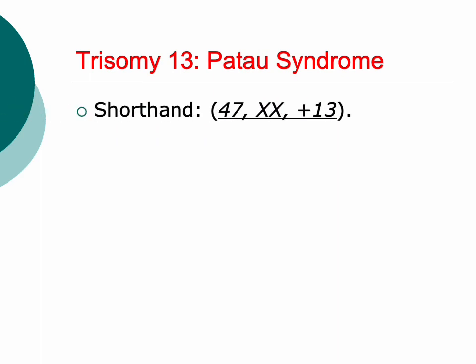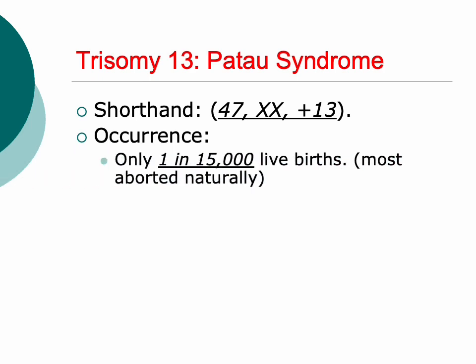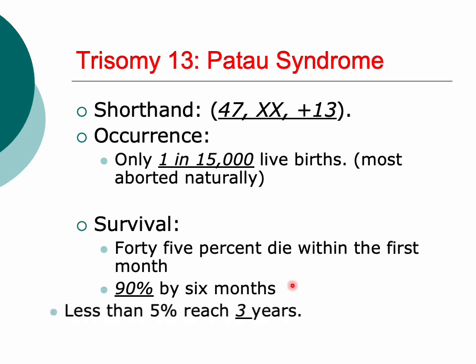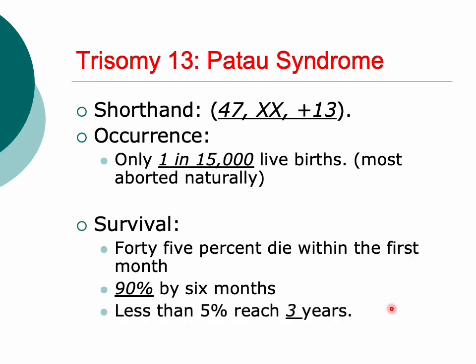Next type of syndrome is Patau syndrome. Patau syndrome is written this way: it's 47XX plus 13. Its occurrence will only occur in 1 in 15,000 births. This is most often aborted naturally. For survival, 45% would die in the first month and 90% by 6 months, and less than 5% reach 3 years. So again, Patau syndrome, it's trisomy 13.